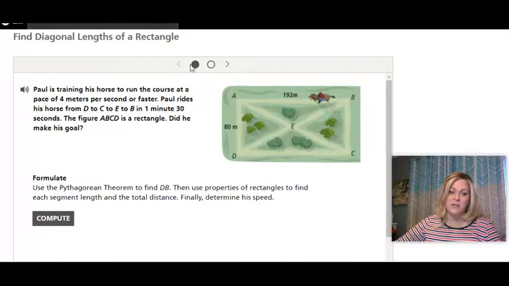I want you to try this on your own, and if you get stuck or struggling, use these to help you. Hit the compute, go over it, and you can see the solutions right here and the interpretation.